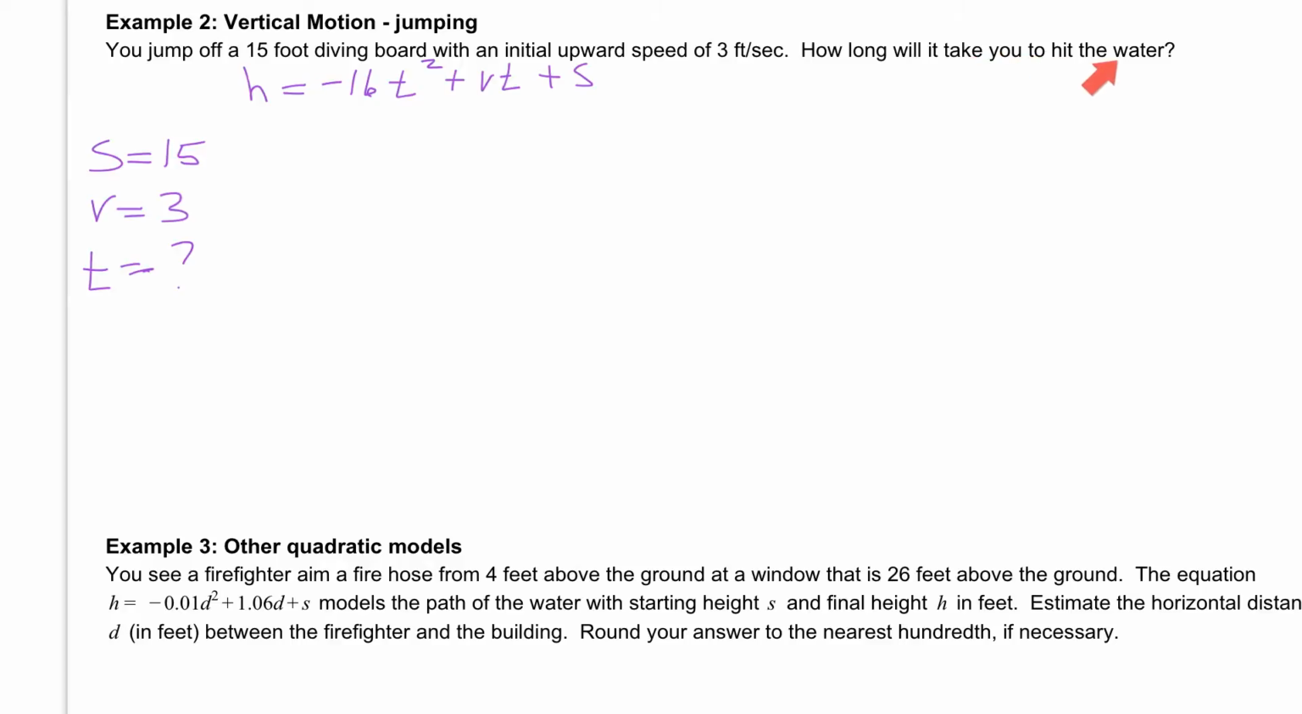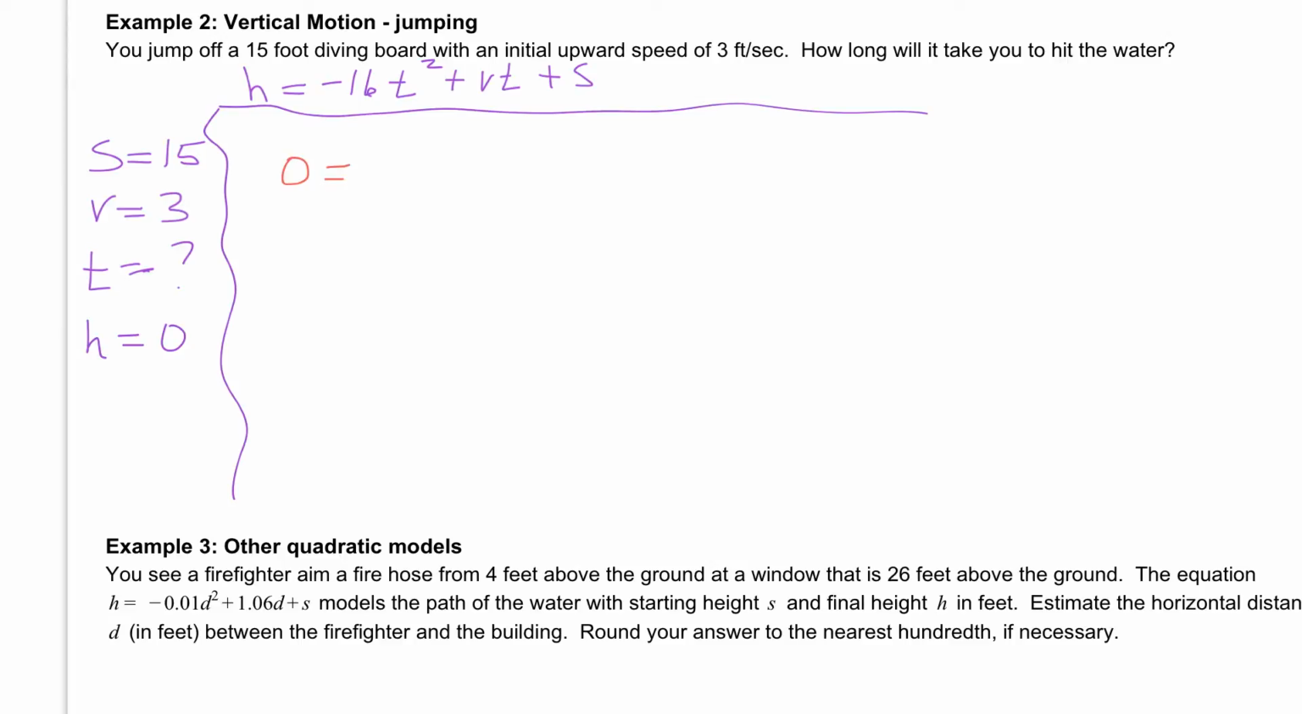And then it's saying when you hit the water. Again, if we're hitting the water, our final height, which is h, is going to be 0. And then we're going to plug all that in. So here's our initial information in our formula. If we plug it in, we get 0 equal to negative 16 t squared plus 3 times t plus 15. So all I did is I took the 15 and plugged it in for s, I took the v and plugged it in here, and the h and plugged it in over here.